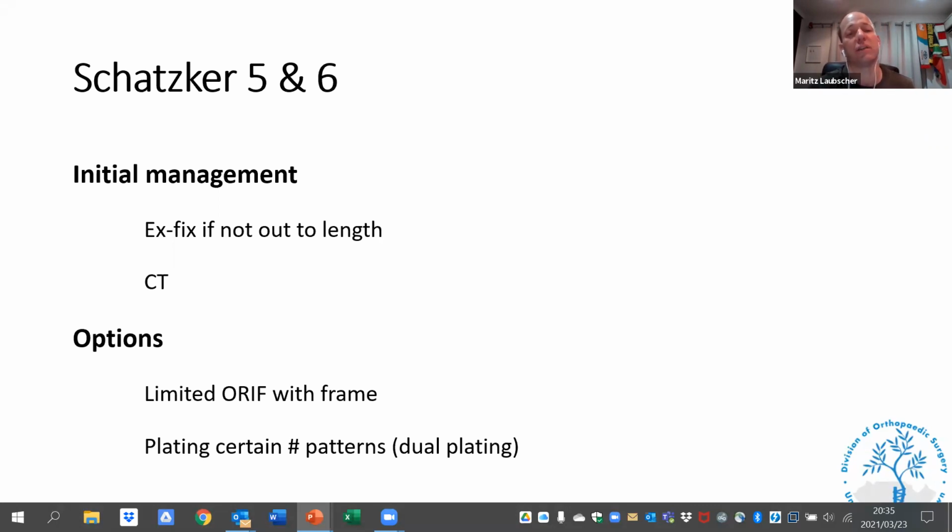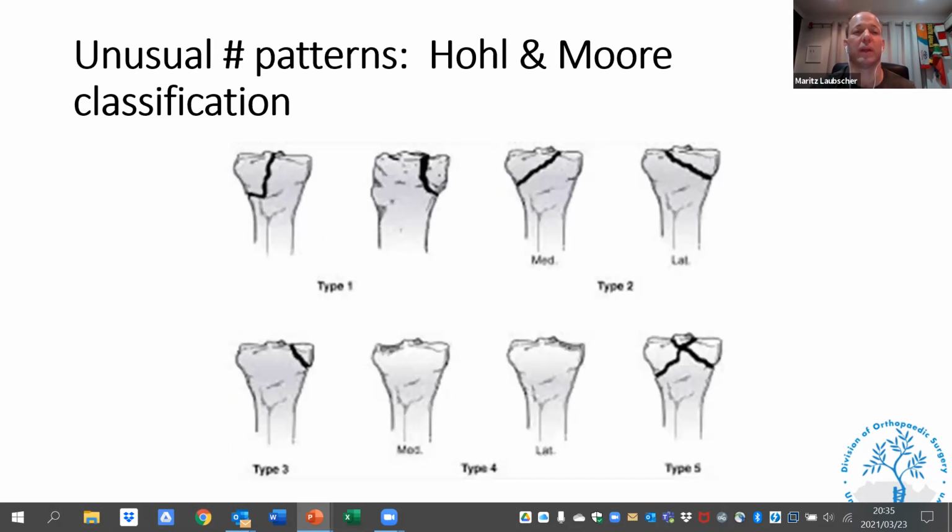If you're going to treat it definitively with circular external fixation, you don't have to wait as long, number one, and number two, it's also easy to gradually get the length back, so you don't necessarily need to perform an X-fix. But the default should be for Schatzker 5 and 6 that you at least consider an X-fix. And then in certain fracture patterns, I would consider dual plating.